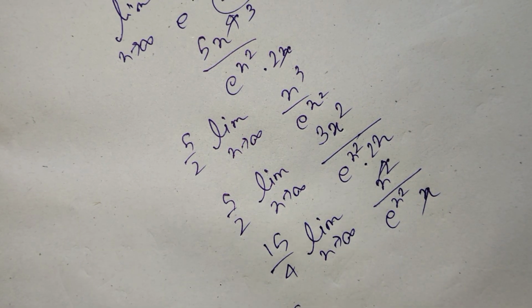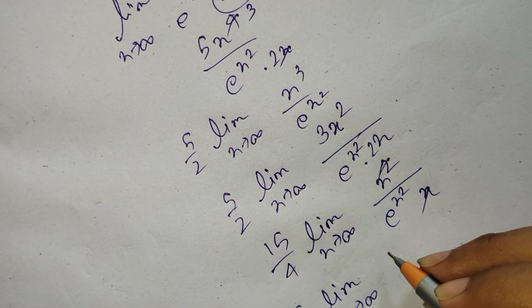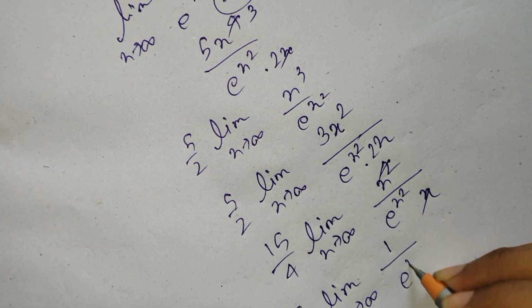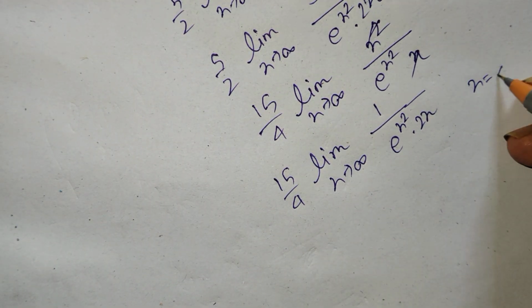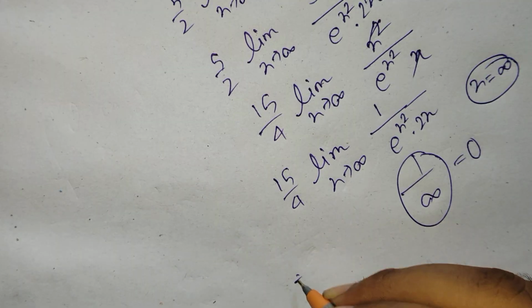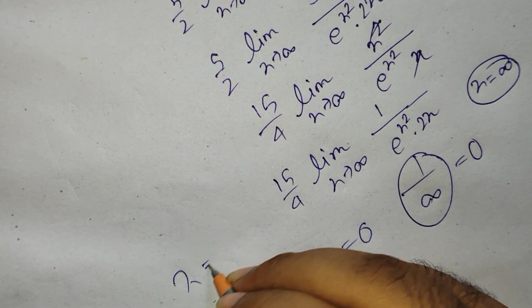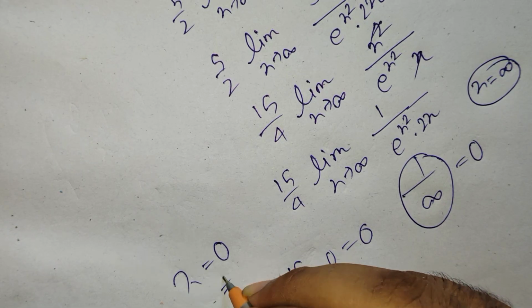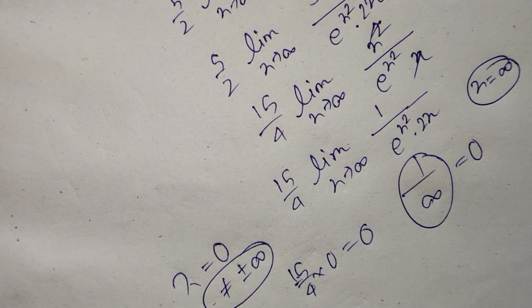So this is 15 by 4, limit x tending to infinity. Again we are using LH rule, this will be 1, and this will be e to the power x square into 2x. Now if we are putting x equals to infinity, this is 1 by infinity which is 0. So 15 by 4 into 0 which is 0. So you can say lambda is equal to 0 which is not equal to plus minus infinity. So the integration will converge.